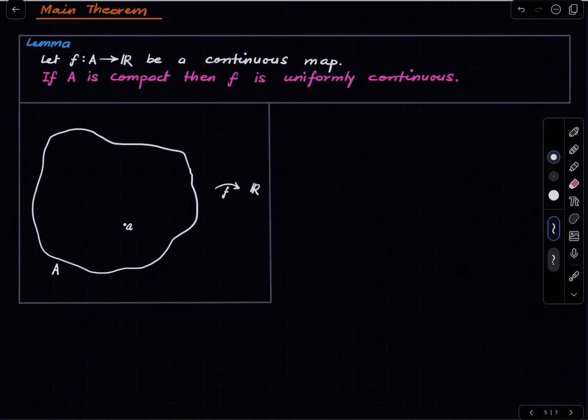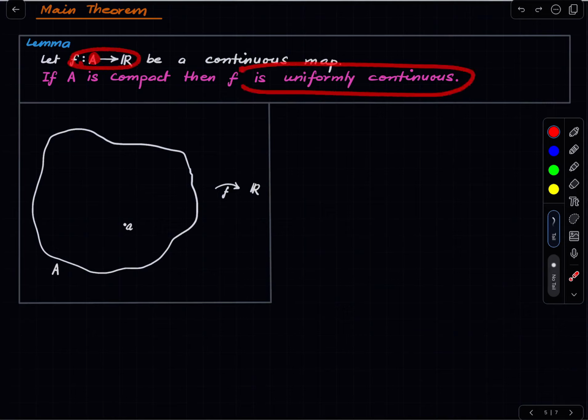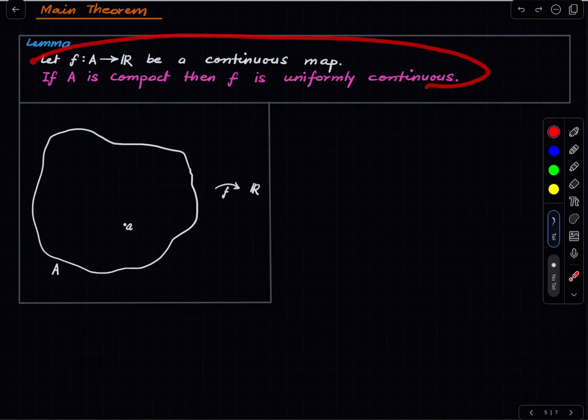So here is the lemma. Suppose we have a continuous map, and the domain is a compact set. Recall, compact sets are the same as the closed and bounded sets. We proved that. This is called the Heine-Borel theorem. So if the domain of a continuous function is compact, then the function is automatically uniformly continuous. Compactness is a great property to be dealing with. This is one of the reasons why compactness is such a nice thing to be dealing with.